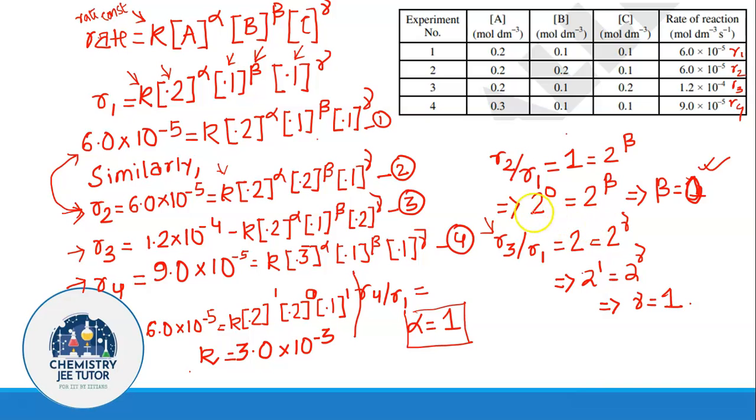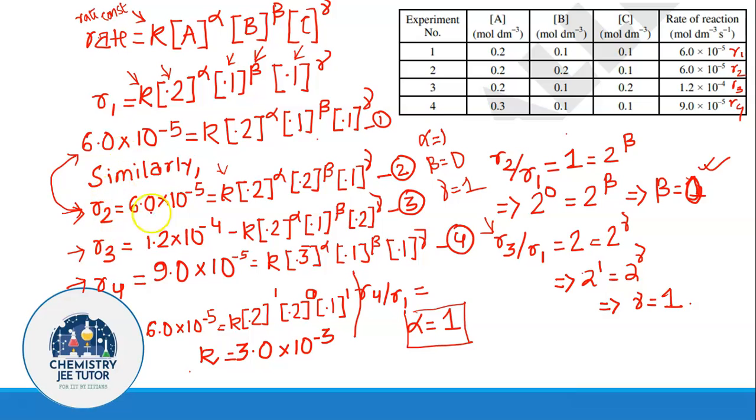You are going to follow the same procedure that I have followed for R2 by R1. You are going to divide R3 by R1, you are going to divide R4 by R1. And following this, you are going to get the value of beta, alpha and gamma. So now what we can write is, the value of alpha is coming out to be 1, the value of beta is coming out to be 0, the value of gamma is coming out to be 1.